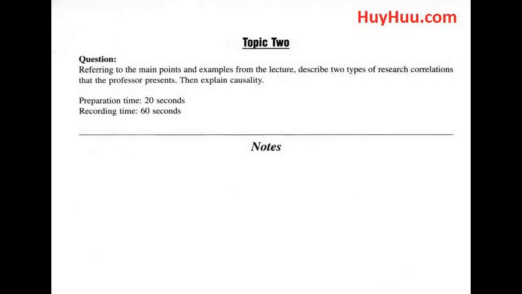Exercise 40, Topic 2. Listen to part of a lecture, then listen for a question about it. After you hear the question, you have 20 seconds to prepare and 60 seconds to record your answer. Now listen to part of a lecture in a psychology class. The professor is discussing how behavior can be predicted.